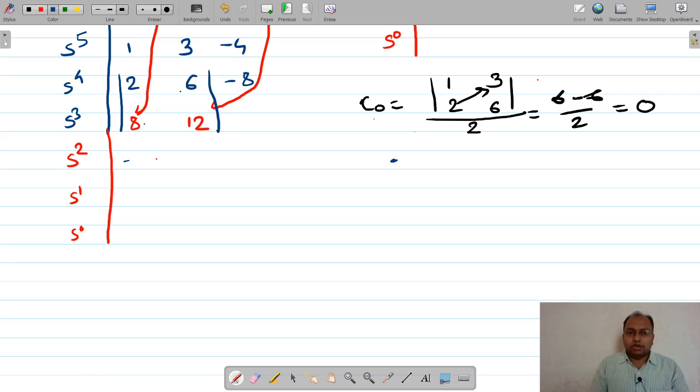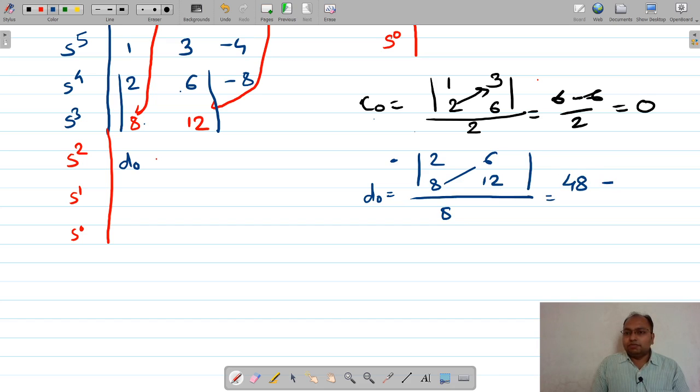Okay, so let us calculate. Let us say this is nothing but my d naught. D naught is equal to 2, 6, 8, 12 divided by 8. Okay, so 8 6s are 48 minus 12 2s are 24 divided by 8. How much will it be? 24, right? So 48 minus 24 is 24. 24 divided by 8 is 3. Okay, so d naught is coming as 3.